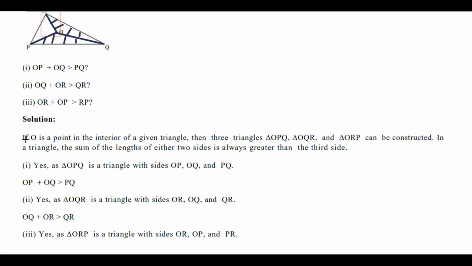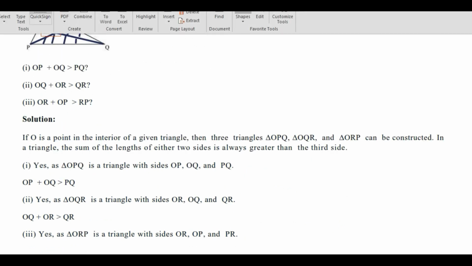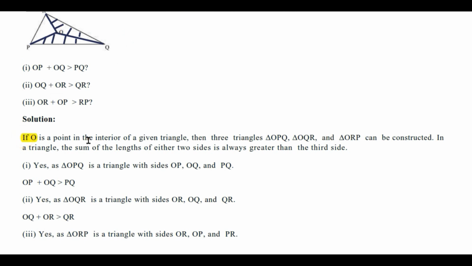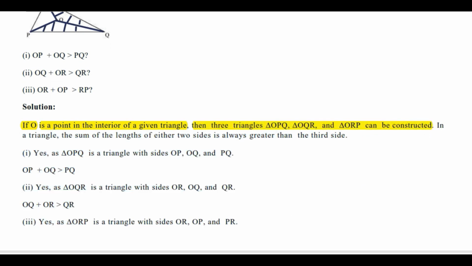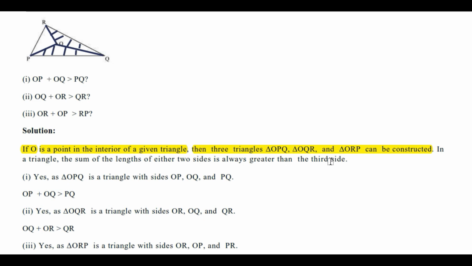So how do you have to write in your copy? If O is a point in the interior of the given triangle, then the three triangles, triangle OPQ, OQR and ORP can be constructed. I already mentioned these three triangles. In a triangle, the sum of the lengths of any two sides is always greater than the third side. This is the property, we know that. We have studied about it. So the first condition is yes, because triangle OPQ is a triangle with sides OP, OQ and PQ, and OP plus OQ is definitely greater than PQ.